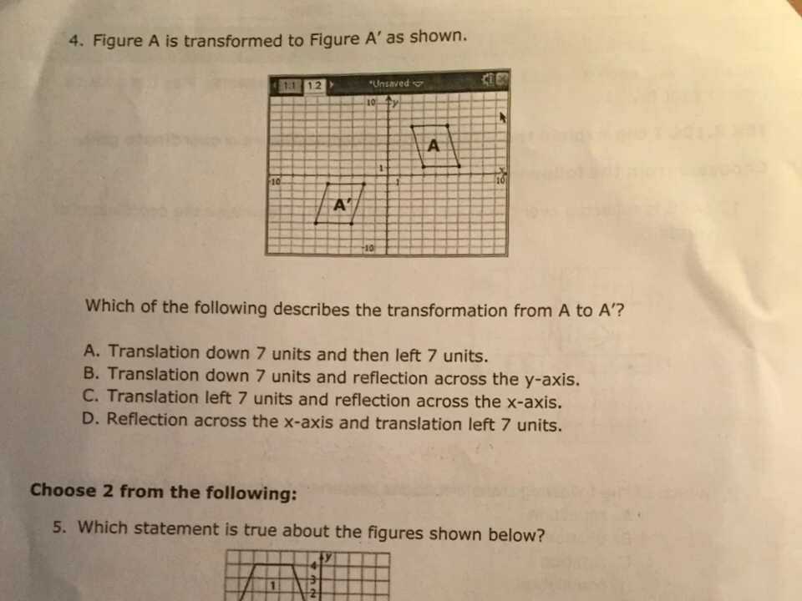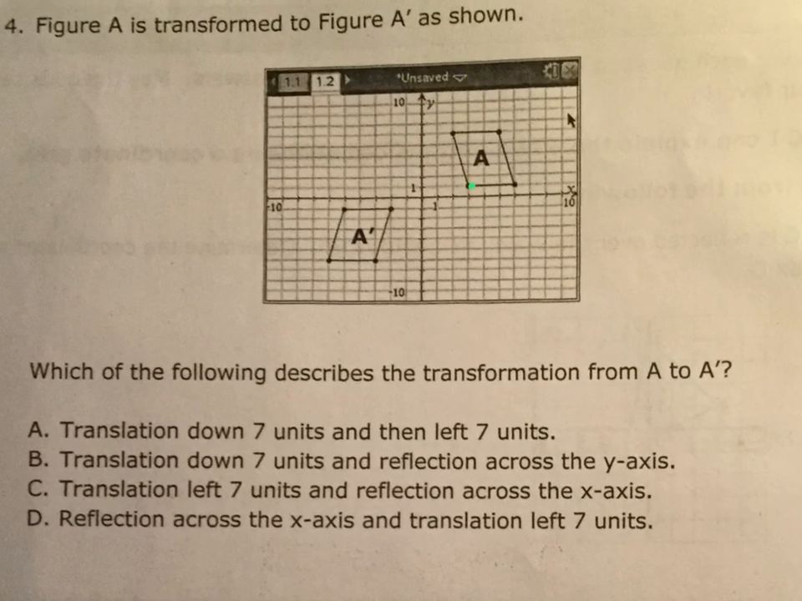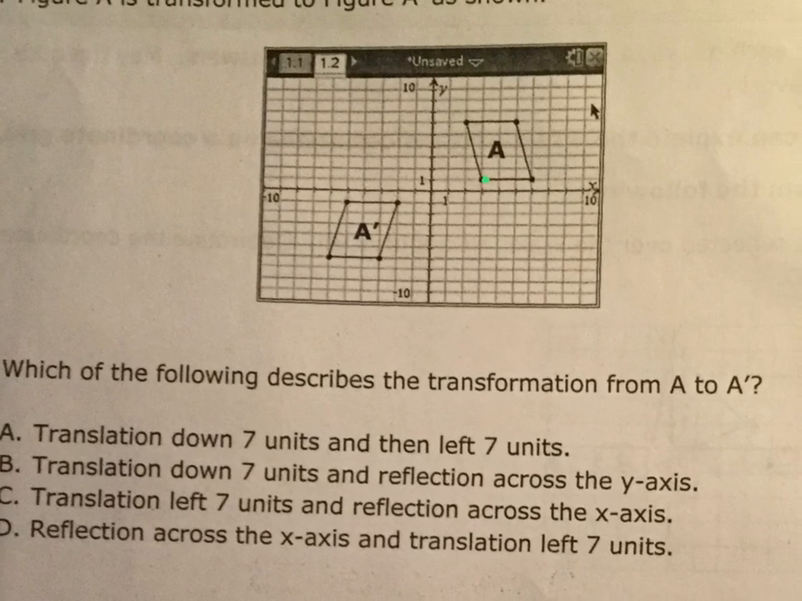Number 4 shows us figure A, and it's transformed to figure A prime. And we're trying to figure out what happened to it. So basically what I'm going to do is test each of these to see if it matches up. So I'm going to take this point here. Let me zoom in a little bit more so I can see what I'm doing. And I'm going to translate it down 7 and then 7 to the right. So 1, 2, 3, 4, 5, 6, 7, and 7 to the right. 1, 2, 3, 4, 5, 6, 7. I don't end up on a vertex, so it's not that one.